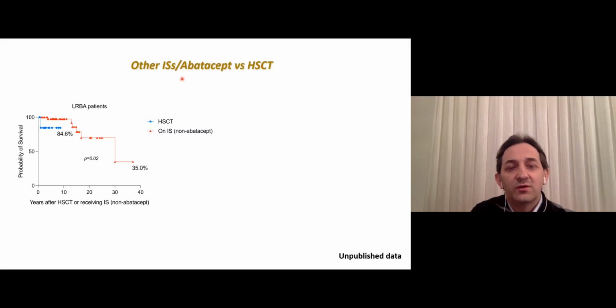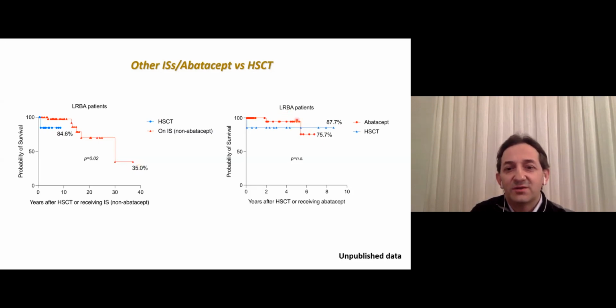And finally, we also looked at the outcome when we compare patients receiving immunosuppressant or abatacept during this period, and compare this to the period after transplantation. When you look at the patients receiving immunosuppressants, apart from abatacept, and compare this to transplantation, you can see the transplant patients showed a very nice outcome, while the patients on immunosuppressants died over time. So we did the same analysis comparing abatacept to transplantation, and it's very nice that there are no differences between the 2 treatment modalities, and this shows that abatacept can change the nature of the disease.